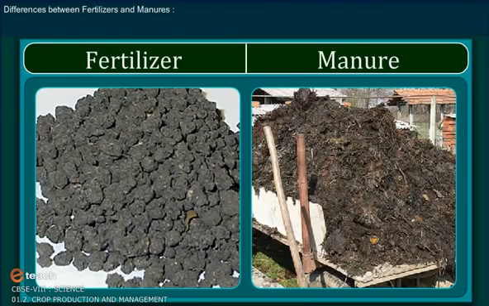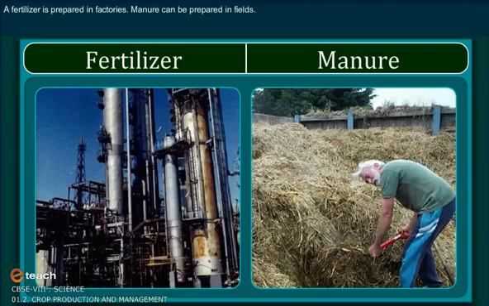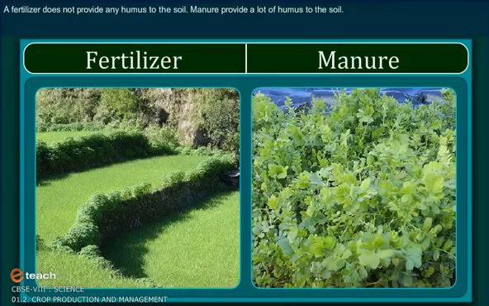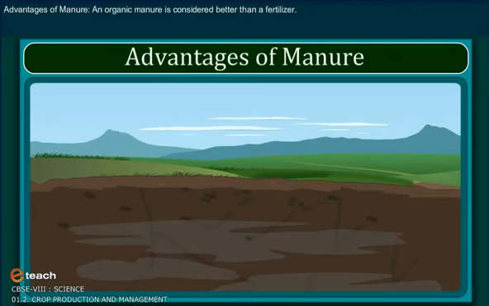Difference between fertilizers and manure. A fertilizer is an inorganic salt. Manure is a natural substance obtained by the decomposition of cattle dung, human waste, and plant residues. A fertilizer is prepared in factories. Manure can be prepared in the fields. A fertilizer does not provide any humus to the soil. Manure provides a lot of humus to the soil. Fertilizers are very rich in plant nutrients like nitrogen, phosphorus, and potassium. Manure is relatively less rich in plant nutrients.